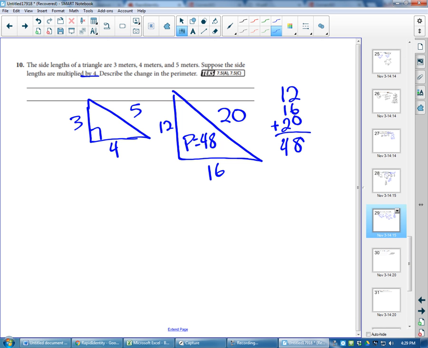So our new perimeter is 48. What about our original perimeter? What's 3 plus 4 plus 5? 12. Because it wants to know, how did the perimeter change? So how can we get from 12 to 48? Multiply by 4. And why does that sound familiar? Because they're similar. They're multiples. That's what we multiply the sides by, right? So perimeter is 4 times as big.